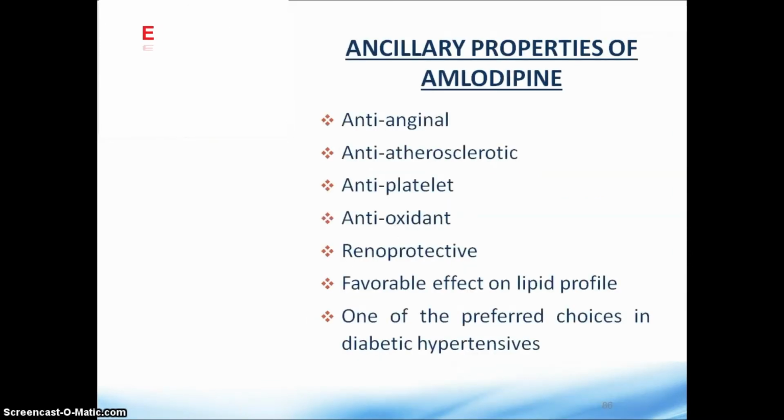Now moving on to the ancillary properties, or the add-on properties, or other beneficial properties of amlodipine. It has anti-anginal properties, anti-atherosclerotic properties, anti-platelet properties, and is used as an antioxidant. It is renoprotective, or safe for the kidneys, has a favorable effect on the lipid profile, and is one of the preferred choices in diabetic hypertensives. So these are the ancillary properties of amlodipine. I'll repeat: anti-anginal, anti-atherosclerotic, anti-platelet, antioxidant, renoprotective, favorable effect on lipid profile, and a preferred choice in diabetic hypertensives. So these are the 7 points which account for the ancillary properties of amlodipine.